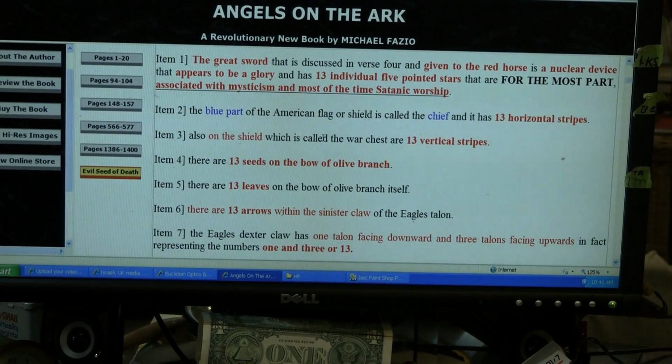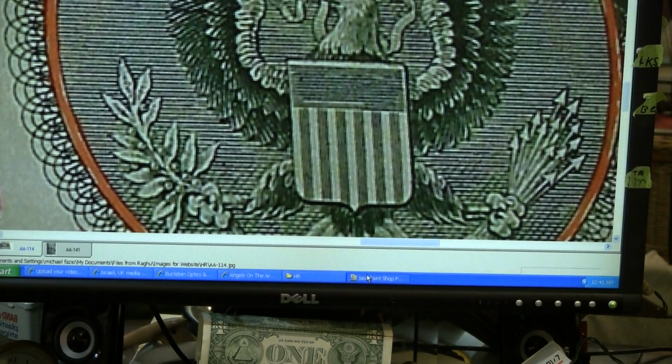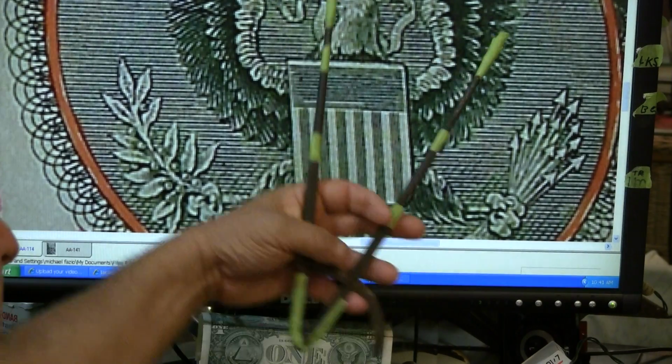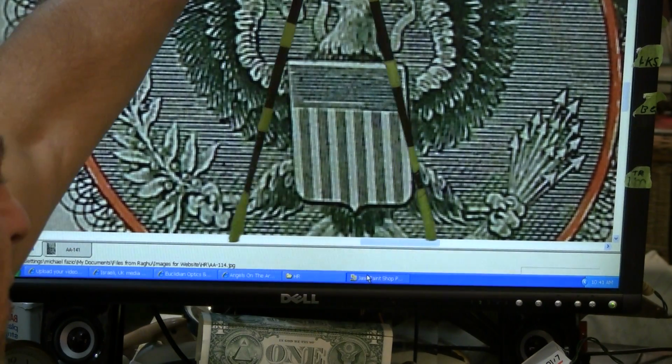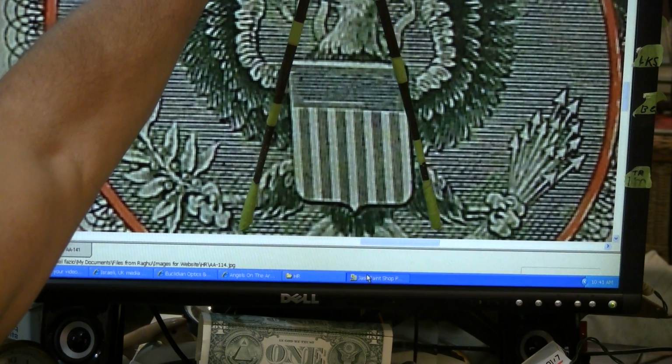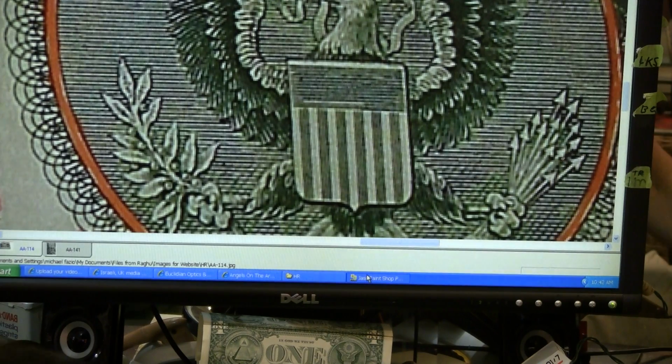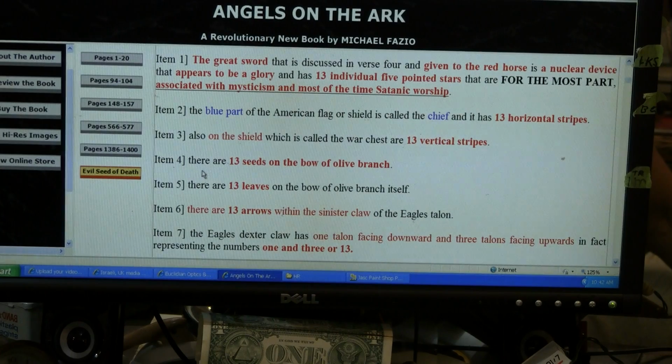Moving back, we go to the third item, which is also on the shield, called the war chest, or 13 vertical stripes. Moving back, we will go to the war chest, which is 13 vertical stripes set inside the compass for your viewing pleasure. These are the 13 individual stripes that set upon and inside the Great Seal, representing the number 13.